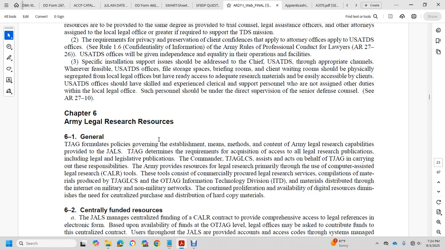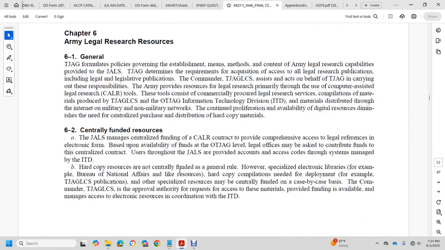Learning Center School assist the act on behalf of the Judge Advocate General with carrying other responsibilities for the Army. Provide the research for the legal resource primarily with the use of computer assisted legal research tools. Tools consist of commercial or procured legal research services, the compilation of material produced by the Judge Advocate General Learning Center Schools of the Judge Advocate General, and Information Technology Division material distributed through the internet, military and non-military networks. Continued proliferation and availability of digital resources diminishes the need for the centralized purchase and distribution of hard copy materials.